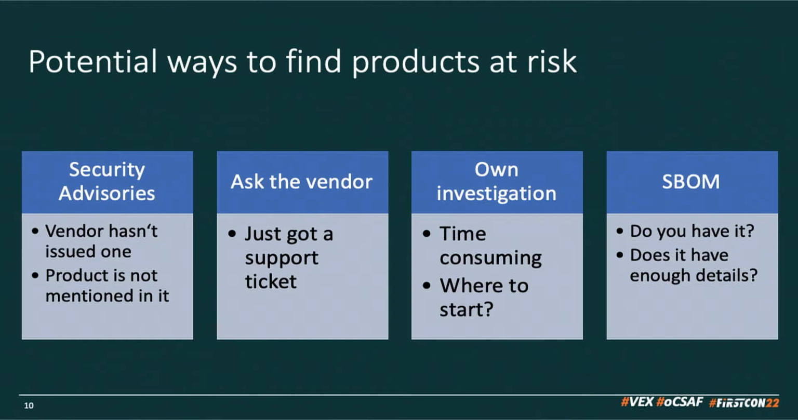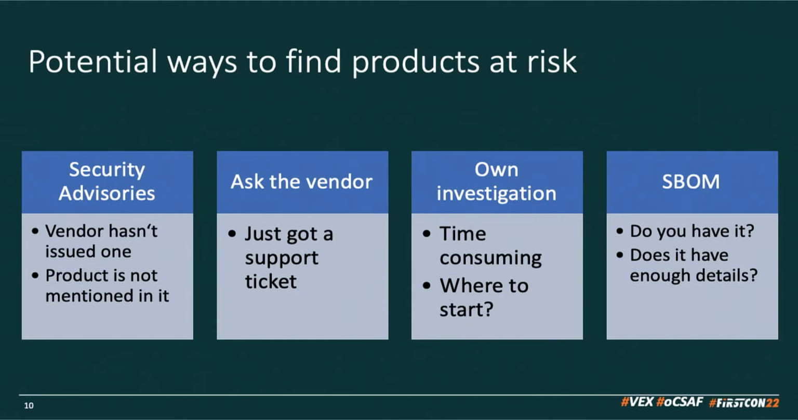So maybe you want to start your own investigation, but just having looked at the slides, how many vendors you have, that might be very time consuming. And then the question is, where do we start? Where do we actually prioritize our products and do our own investigation and not waste time when the vendor 5 minutes later published a security advisory saying, hey, I'm affected. Yeah, I found that out 2 days later.